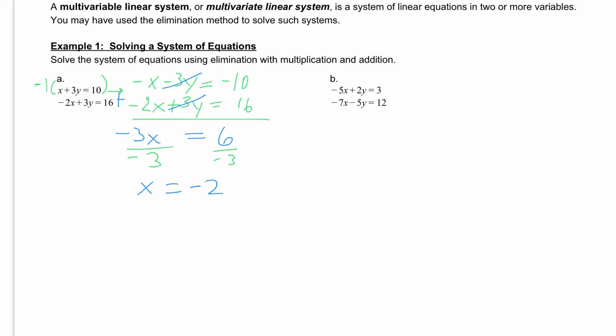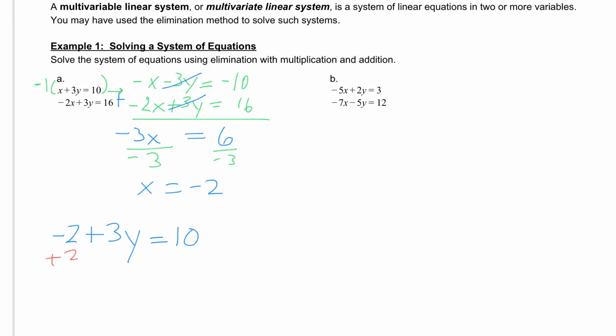Now that I know x is -2, I need to take that -2 and plug it into either one of these equations to get my y value. I'm going to choose to do the top one. Again, you could use the bottom one if you really wanted to. So where the x is, I'm going to replace it with what I got for x, which is -2, plus 3y. So I have x I used as -2, then I still have my plus 3y, and then I need my equals 10. To solve for y, I have to start by adding 2 to both sides.